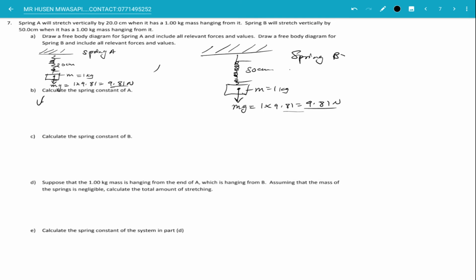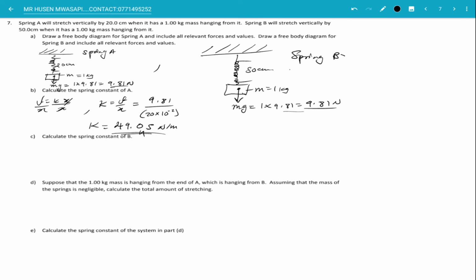And so you can get the spring constant for A. So remember, F is equal to kx, divided by x on both sides. K is equal to F over x. The force is 9.81. Then the extension is 20, so I can say 20 times 10 to the minus 2, because 20 times 10 to the minus 2 is the same as 20 divided by 100. So the constant here will be 49.05 newtons per meter.